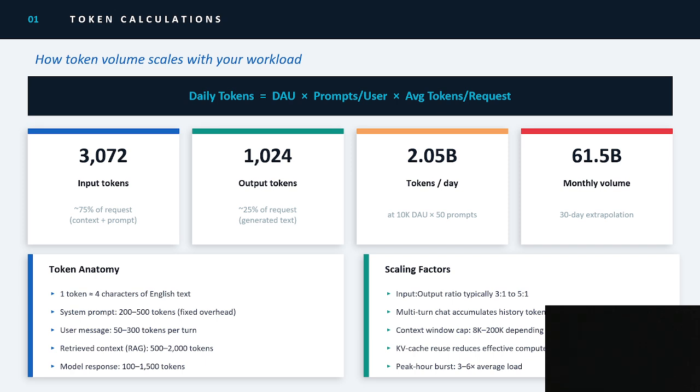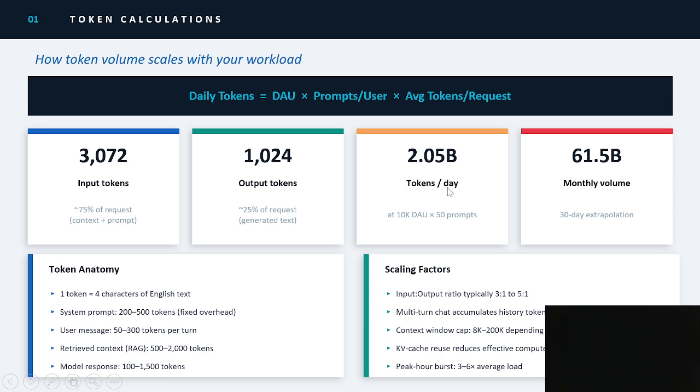So how does token volume scale with your workload? Daily tokens has a calculation: daily active users times prompts per user times average tokens per request. The input tokens will be around 3072 and the output tokens around 1024. So it comes to 75% of the request being context plus prompt, and 25% being generated text.